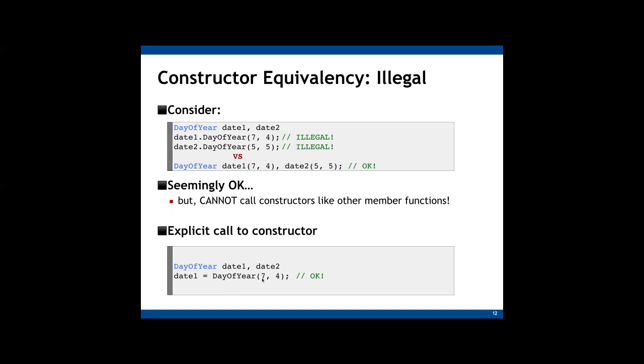But you must note that when you are calling the constructor explicitly like this, you are creating a new object. So here you create the object for date1, and here you are creating a new object for the date1 class variable.